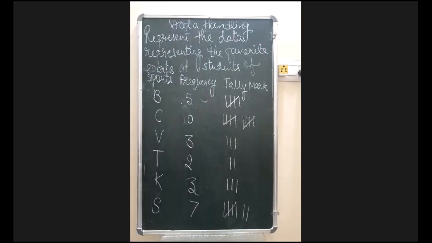Now this is the data representing the number of students who like which sport. On one side I have categorized the sports. Another column is for frequency. Frequency का मतलब होता है number of times. How many number of times a particular thing is coming again and again, or repeating. That is called frequency. कोई भी data कितनी बार repeat होता है, that is known as frequency. ठीक है? Now the last column is tally mark, which we have represented.